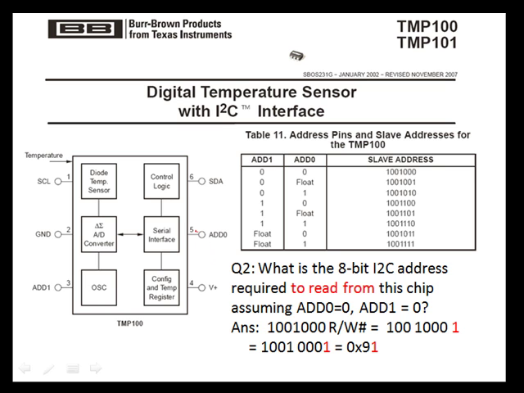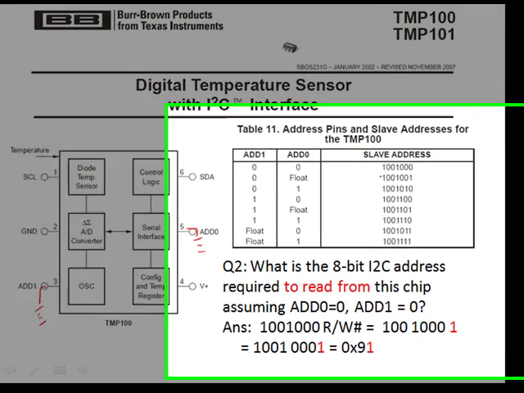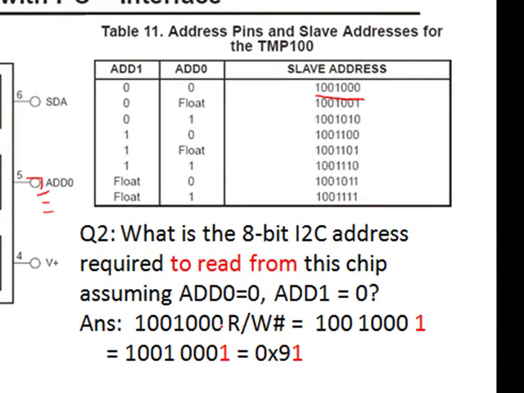So let's keep our assumption the same, that these pins are tied to ground. That means our 7-bit address is going to remain unchanged. And if we're going to read from this chip, then the only thing that's going to change in our 8-bit I2C address is this read-write bit, which goes from a 0 to a 1. And now if we group up 4 bits, this byte changes to a hex 91 for an I2C read transaction.